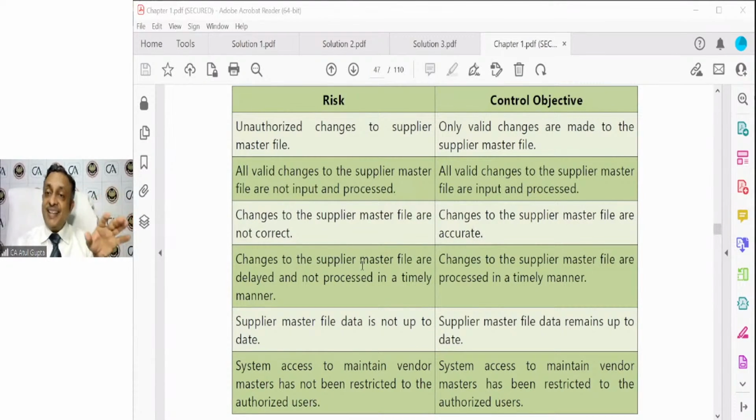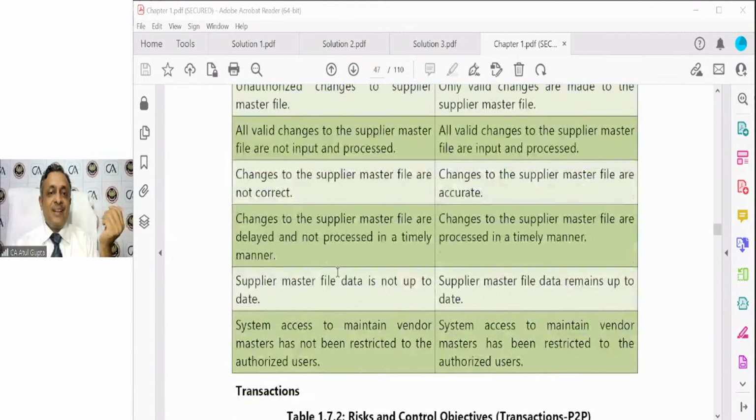Then third is changes are there, but incorrect changes have been made. So accuracy, validation has to be there. Changes to supplier master file are delayed and not processed on time. Yeah, that is again going to be a disaster, because suppose the reconfiguration of state, shifting from Maharashtra to Madhya Pradesh, has happened in the month of July, and you make the changes in the month of September. It's a disaster.